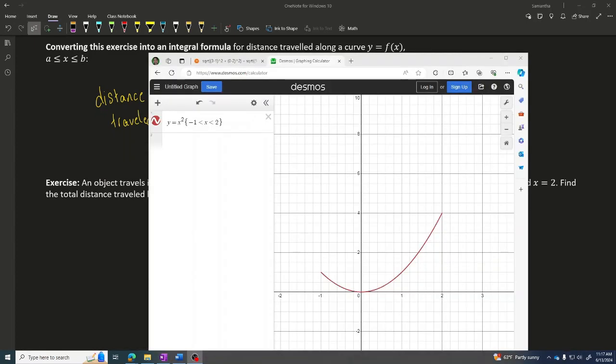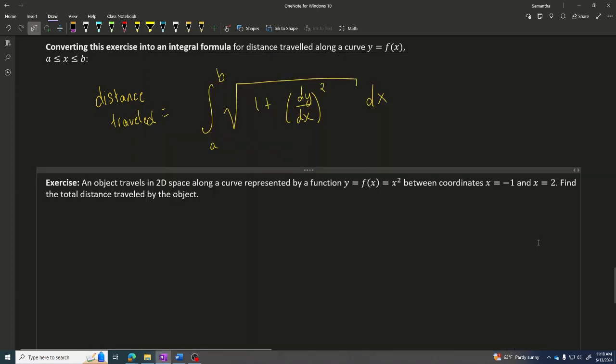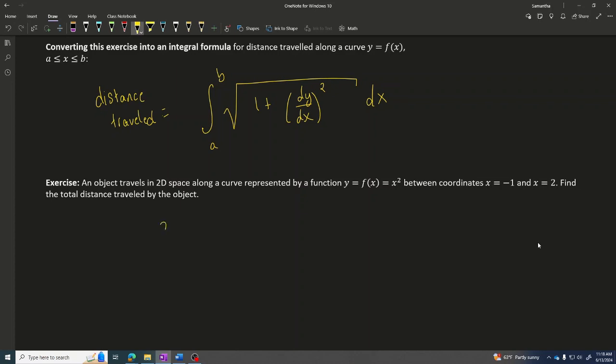So going out to Desmos, here is a little picture. This object is traveling along this curve or along this track represented in red here. So let's go ahead and try to find the total distance traveled by this object using an integral. According to this distance traveled formula up here, if I wanted to calculate the distance traveled for this object, I would just have to integrate from -1 to +1, from the smallest x to the largest x, the square root of the derivative of y with respect to x.